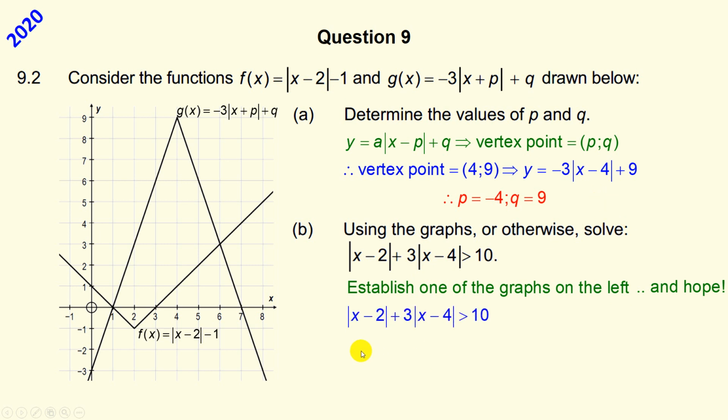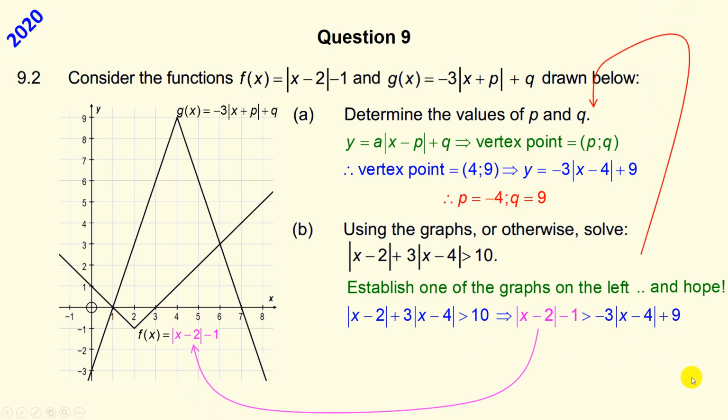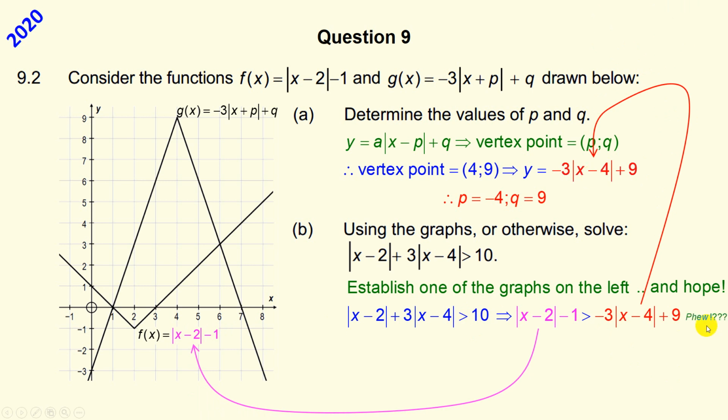So let's take that there. So right, absolute value of x minus 2 minus 1. I've just straight written that equation. Minus 3 times absolute value of x minus 4 on that side, and to balance out to give us the 10, I have to have plus 9 here with that minus 1. That is exactly the same as that graph. That is exactly the same as that graph. Phew.